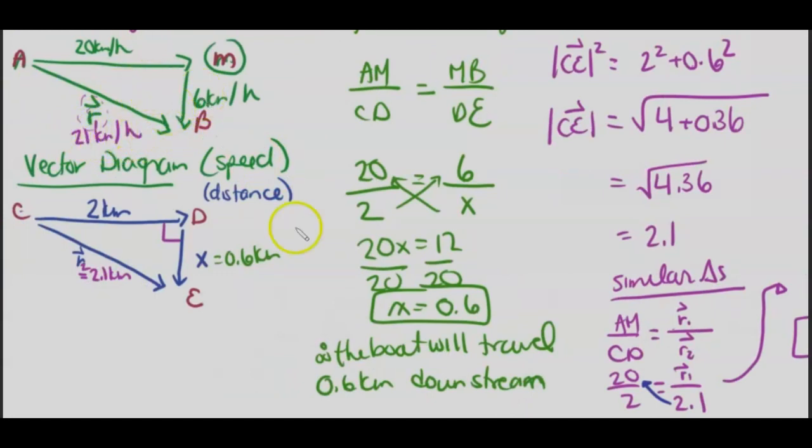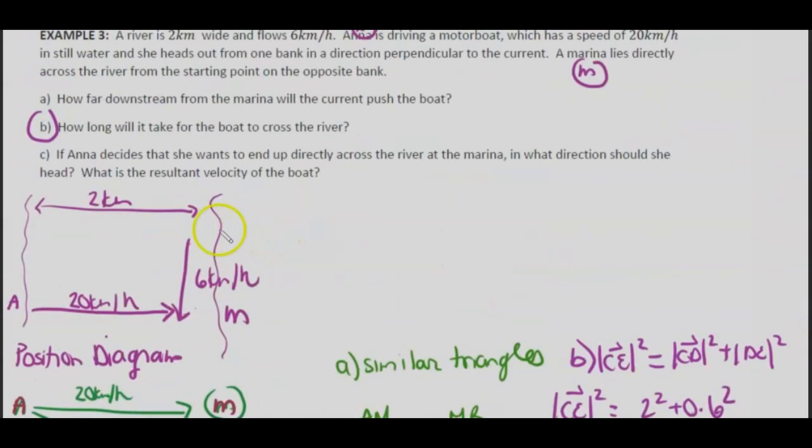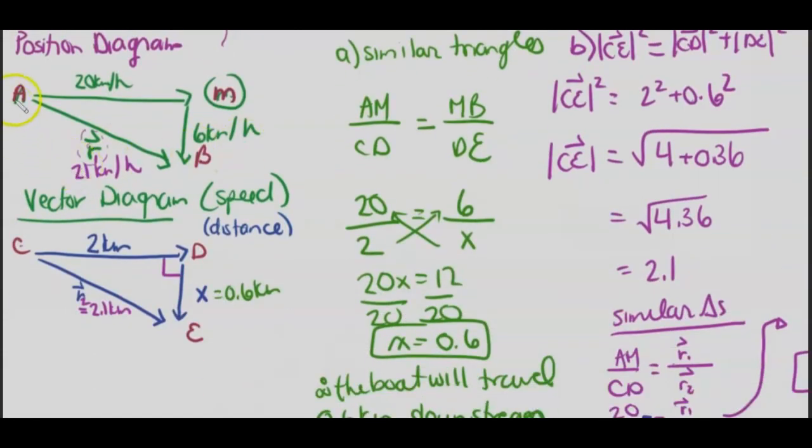So let's go back up to the question. What is the question asking us again? How long will it take for the boat to cross the river? So if the boat is traveling at 21 kilometers per hour and it needs to travel 2.1 kilometers, all we want to do is divide 2.1 by 21, and we get 0.1 hours.